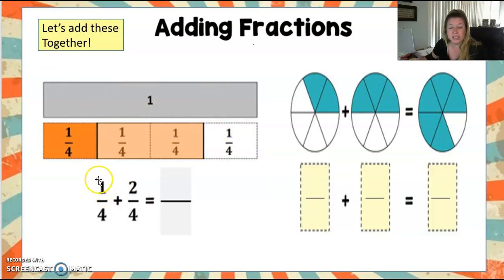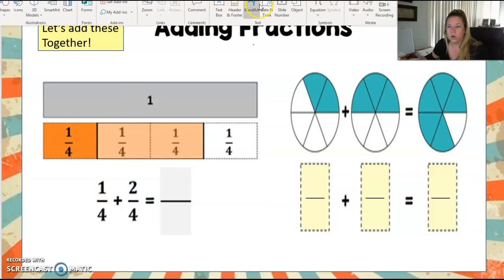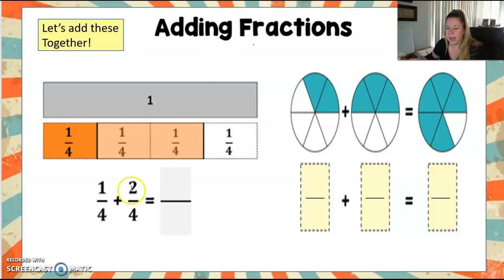So down here, let's add 1/4 plus 2/4. What do you think that equals? What does that equal? Did you say 3/4? Because look, you did. You were correct. Good job. Let's look at the next one.